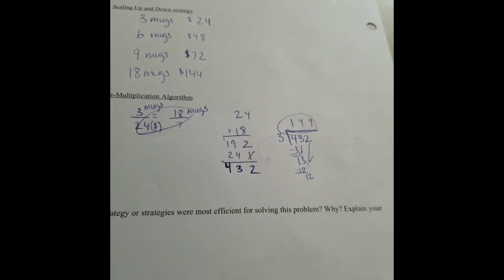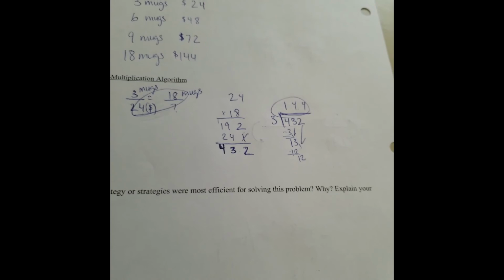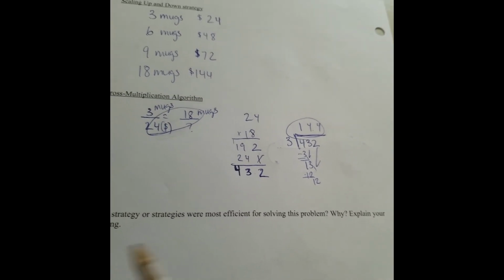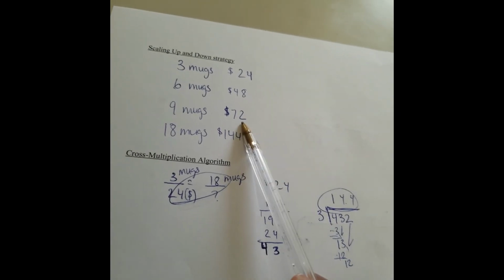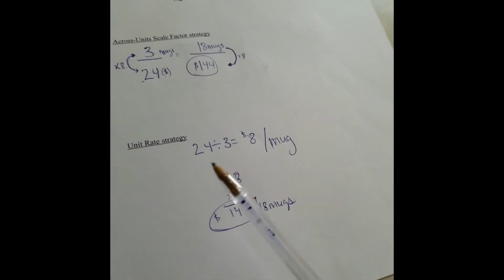Okay, so which strategies were most efficient for solving this problem? Well, that's going to depend on the person, right? Some people might like scaling up and down more. Some people might find, well, just give me the unit rate and I'm good from there. Some people like setting up a proportion and finding the multiplicative relationship within units, right? Some people like finding it across units. So that is going to vary depending on your personal preference.